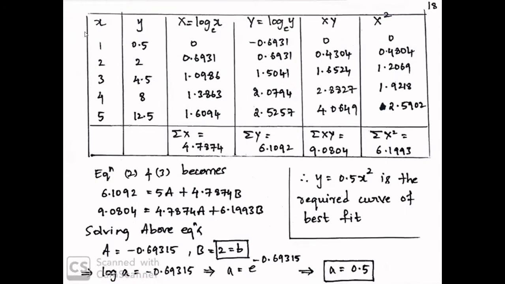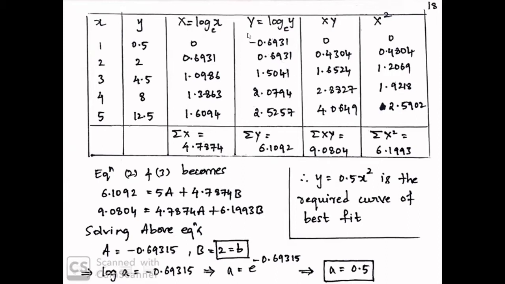So when we move to the table, the X data is taken along the first column, Y data is along the second column. Capital X is log X to the base e, capital Y is log Y to the base e, capital X into capital Y, capital X square. So we decide the parameters of this table by looking at the normal equation. Now X value we have log X, log 1 to the base e is 0, log 2 is 0.6931, log 3 is 1.0986, and so on. Next is log Y. Log 0.5 is minus 0.6931, log 2 is 0.6931, and so on.